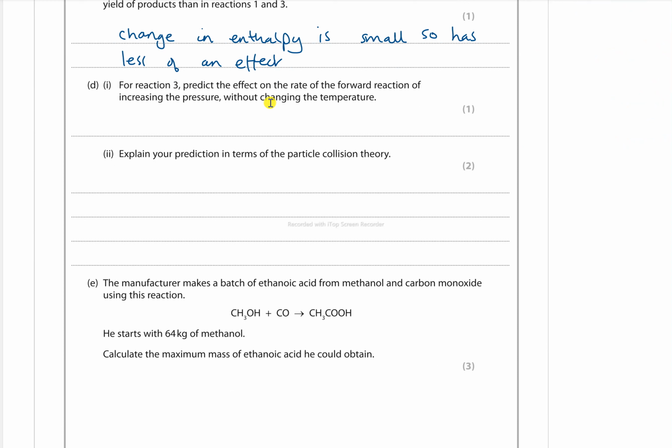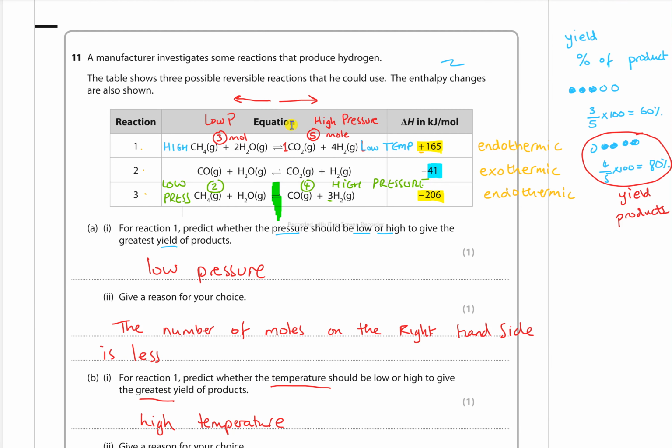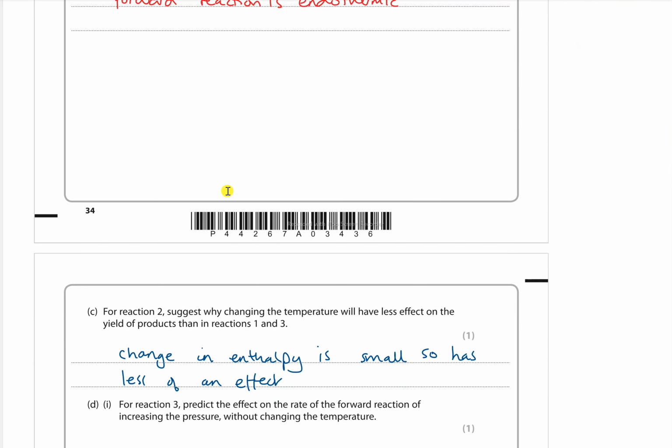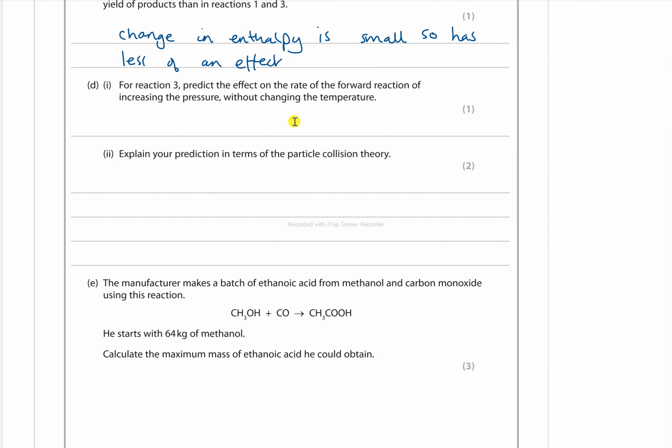Forward reaction, increasing the pressure. If you increase the pressure, remember the system wants to go back to its normal. So the system goes to the low pressure side. It goes the opposite way, so it's going to go to the left hand side. That will decrease the yield. Right, the rate. I'm answering another question. Oh my goodness me, I always do this. So we're looking for the rate.